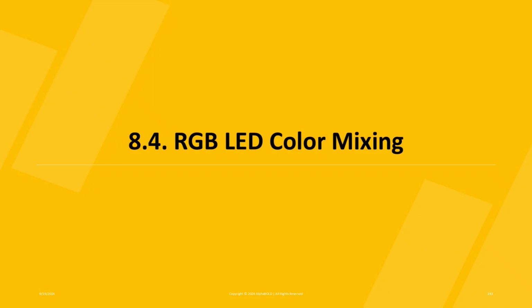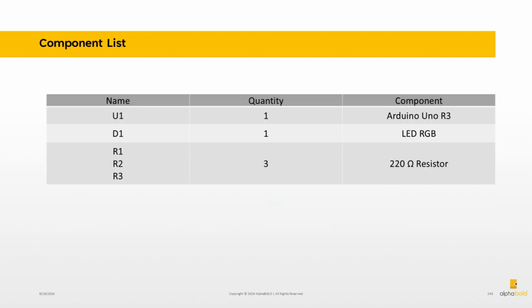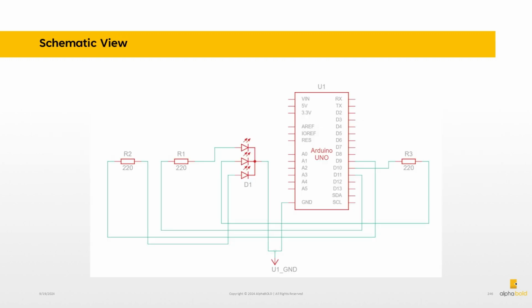RGB LED Color Mixing. This code uses a forever loop to repeatedly set the color of an RGB LED connected to pins 11, 10, and 9 on the microcontroller. This circuit requires one Arduino Uno, one RGB LED, and three 220 ohm resistors. You can view the Arduino Uno schematic here.